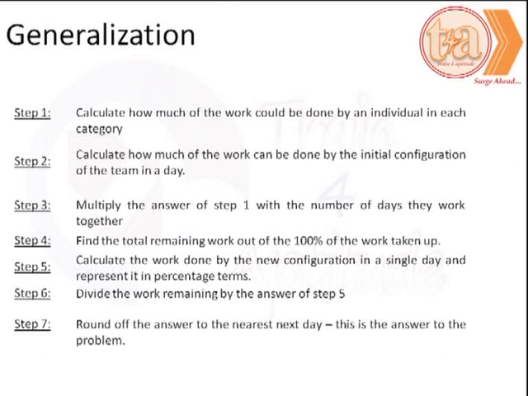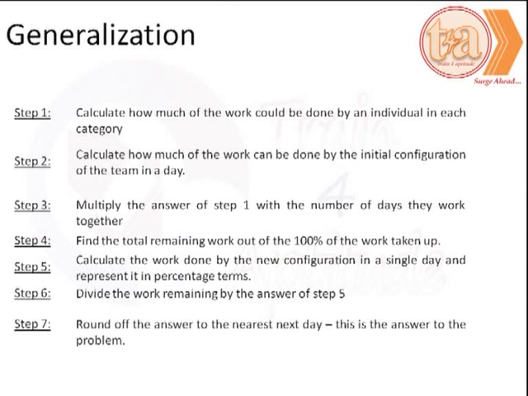We could now generalize this finding and solve the problems at hand using the following steps. Step 1. Calculate how much of the work could be done by an individual in each category. Step 2. Calculate how much of the work can be done by the initial configuration of the team in a day. Step 3. Multiply the answer of Step 2 with the number of days they work together. Step 4. Subtract the percentage of the work they complete from 100%.